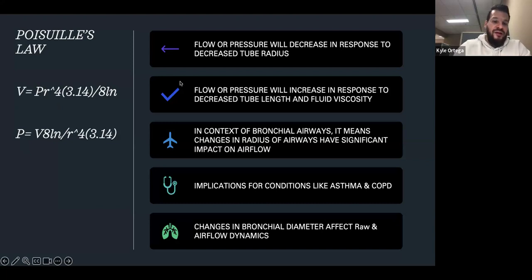All right, so Poiseuille's law, how it relates to the respiratory system. The pressure is going to decrease in response to decreased tube radius. The flow is going to increase in response to decreased tube length and fluid viscosity. So in the bronchial airways, the changes in the radius of airways have a significant impact on airflow, which implicates conditions like asthma and COPD. And these changes also affect the airway resistance and airflow dynamics.